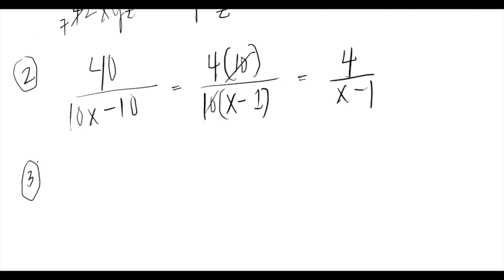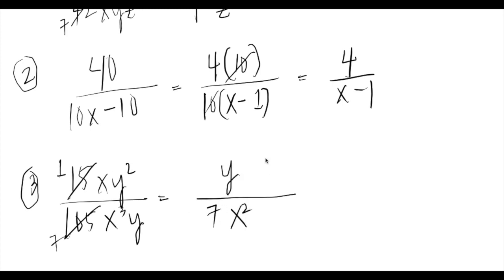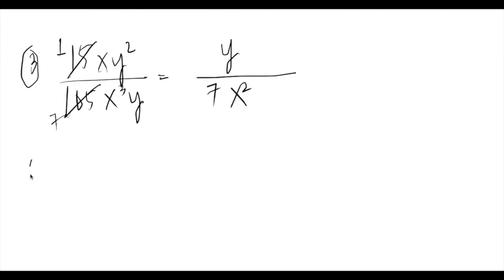For number 3, we have 15xy squared over 105x cubed y. Okay? Parang divisible by 15. Ito magiging 1. Ito naman magiging 7. Huwag na natin isulat yung 1. So, we have 7 dito. X over x cubed, may iwan x squared sa baba. Y squared over y, may iwan y sa taas. So, this is our final answer: y over 7x squared.